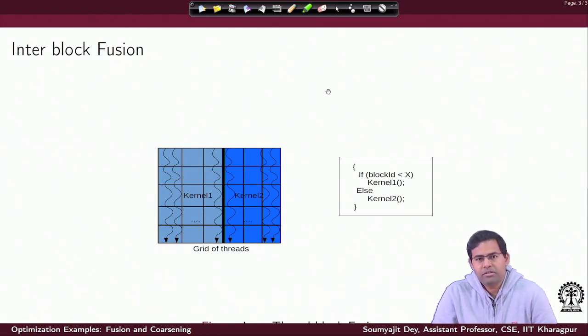That just means that you do not disturb the internal structure of the data space of kernel 1 or kernel 2. You just define a kernel with the number of blocks being the sum of the original number of blocks of K1 and the number of blocks of K2, and then you let some of the blocks do the job for kernel 1 and some of the blocks do the job for kernel 2, right.